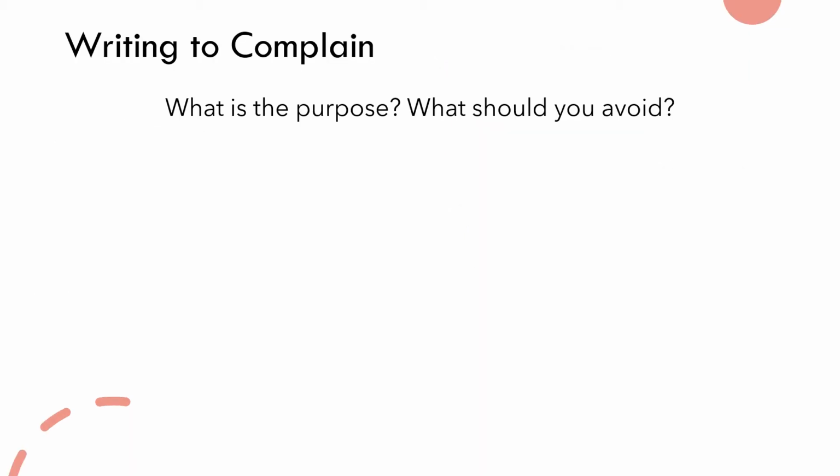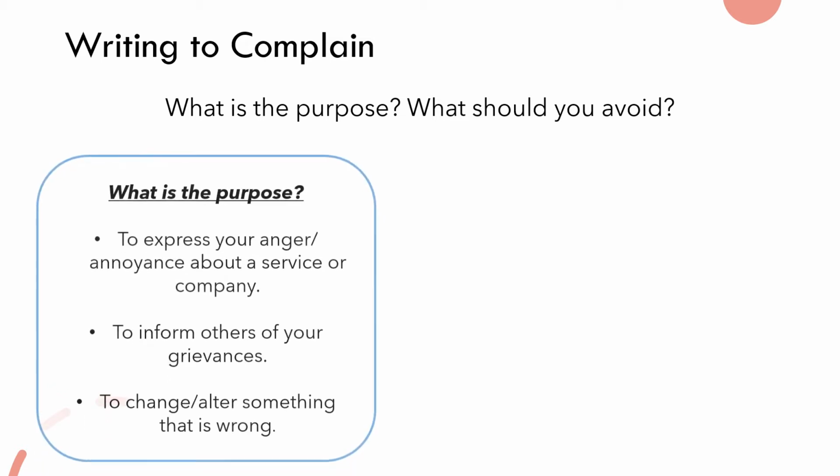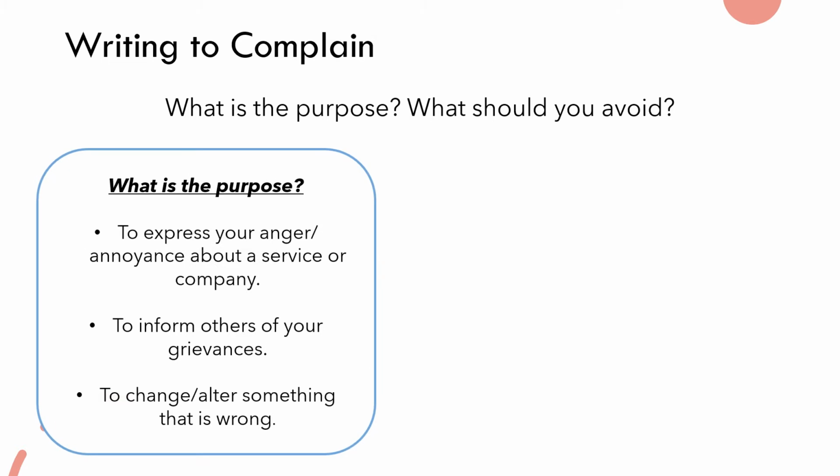The first thing we need to think about is when you're writing to a complaint, what is the purpose and what kind of things should you avoid? So first of all, what is the purpose? If you're asked to complain about a certain thing, or if in your day-to-day life you find there's something that you need to complain about, then it's generally to express your anger or your annoyance about a service or a company. It might also be to inform others of your grievances, or to change or alter something that is wrong.